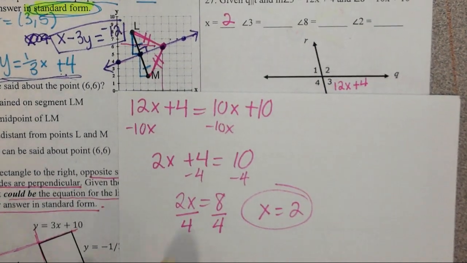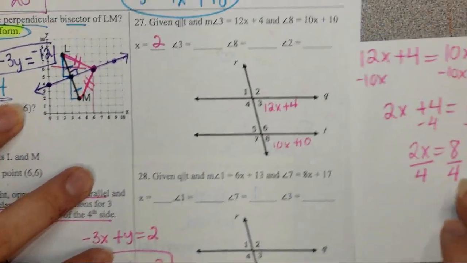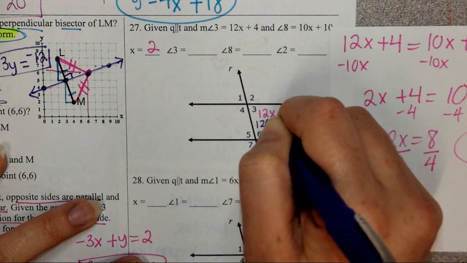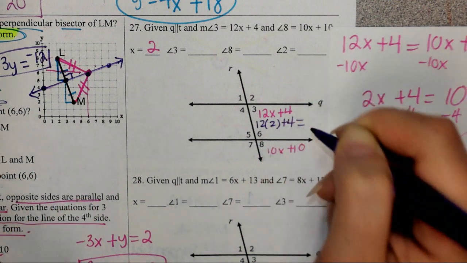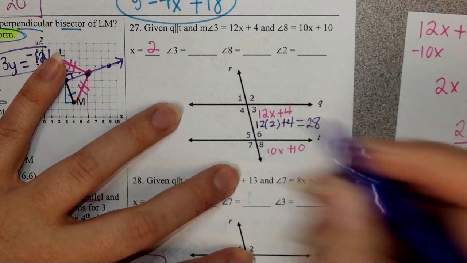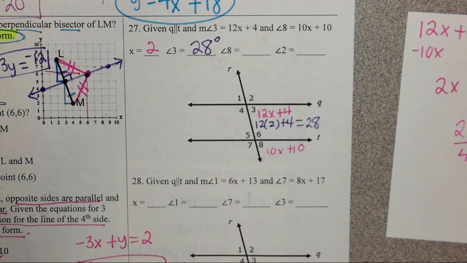All right. Now, once I know that x is 2, I can go plug this in, okay, to get what these angle measures should be. So 12 times 2 plus 4 is equal to 28. So that's the measure for angle 3. Okay. This should be the same since we set those two things equal to each other. So 10 times 2 plus 10. Wait a minute.